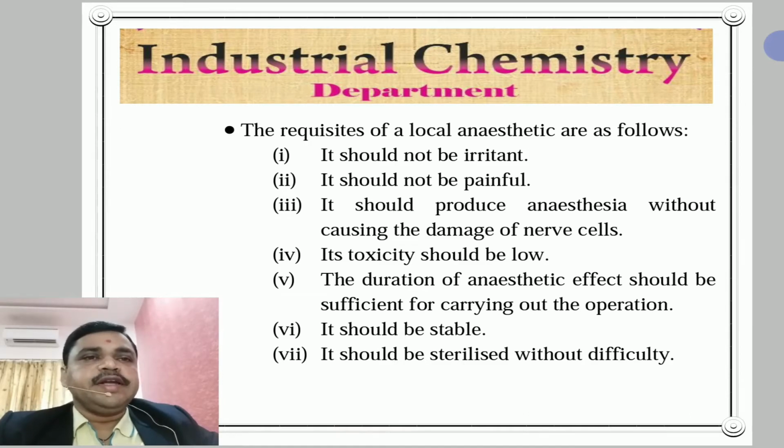Number 1, it should not be irritant. Number 2, it should not be painful. Number 3, it should produce anesthesia without causing damage to nervous cells. It is a very important point. Without causing damage to nervous cells. Number 4, its toxicity should be low. Number 5, the duration of anesthetic effect should be sufficient for carrying out the operation.